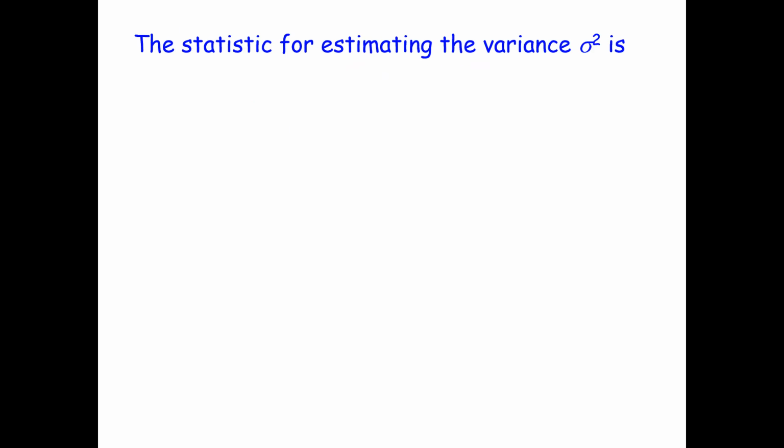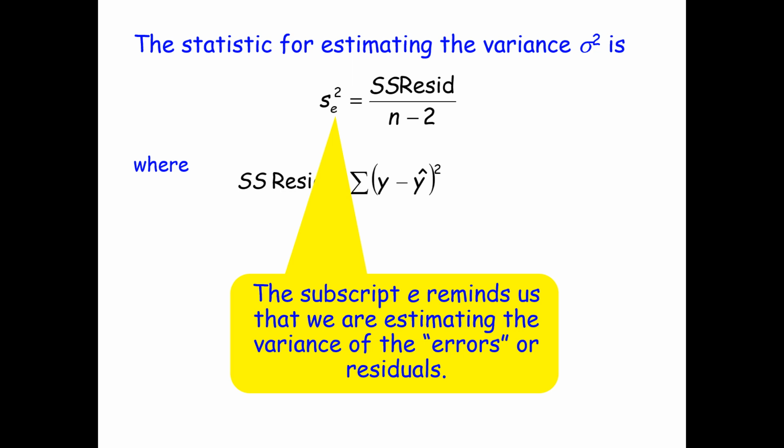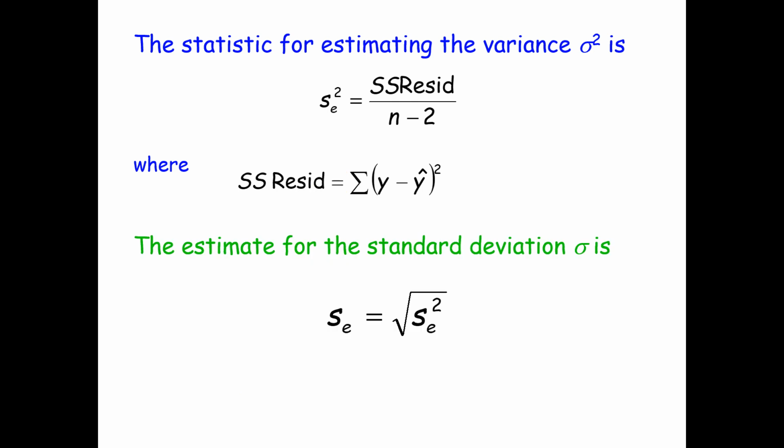A statistic for estimating the variance, sigma squared, is going to be our S sub E squared equals our SS resid divided by n minus 2, where our SS residual is the sum of y minus y hat quantities squared. The subscript E reminds us that we are estimating the variance of the errors or the residuals. The estimate for the standard deviation is S sub E equals the square root of S sub E squared.